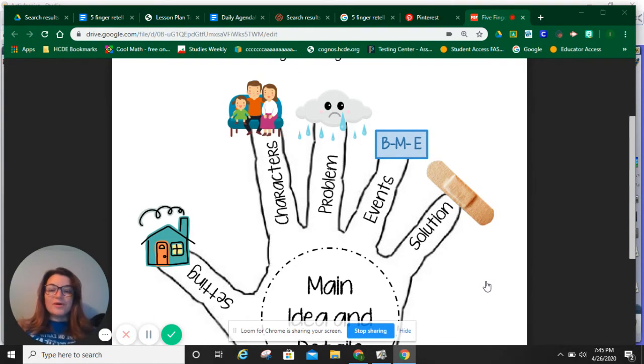So, we're going to start off with our story by practicing how to do a five-finger retell. I know most of my students remember, but I just want to remind everybody. We have our setting, that's where the story took place. Our characters, that's who's in the story. Our problem, what's wrong that we need to solve.